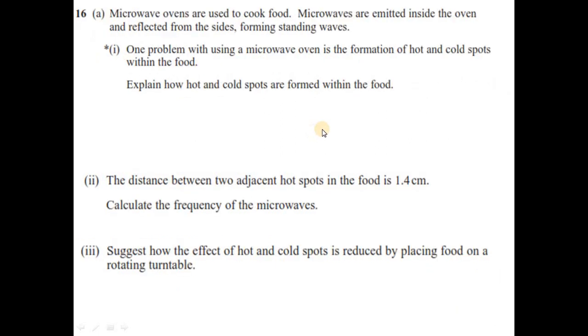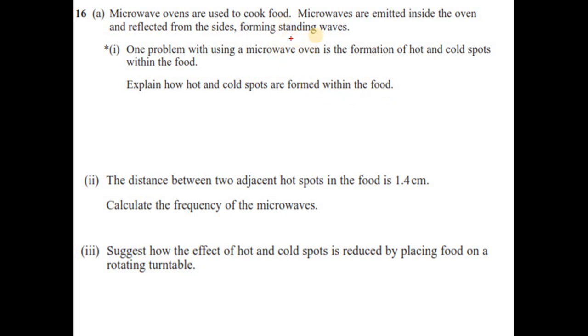(16) A microwave oven is used to cook food. Microwaves are emitted inside the oven and reflected from the sides, forming standing waves. One problem with using a microwave oven is the formation of hot and cold spots within the food. Explain how hot and cold spots are formed within the food.